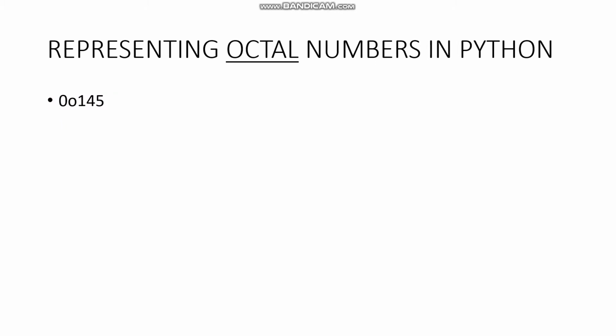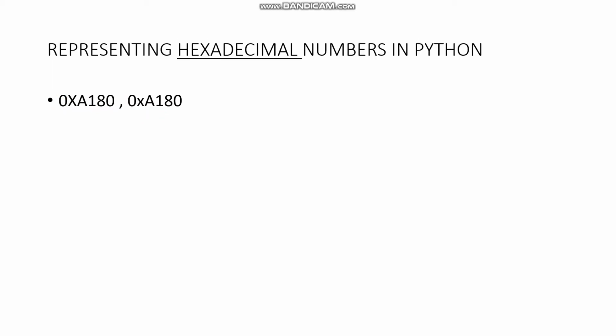An octal number is prefixed with 0 and o. It can be small o or capital O. Just remember, this one is 0, this one is o, and 145 are just numbers in octal digits. For hexadecimal, you have to use the number 0 and the letter x, which can be capital or small.